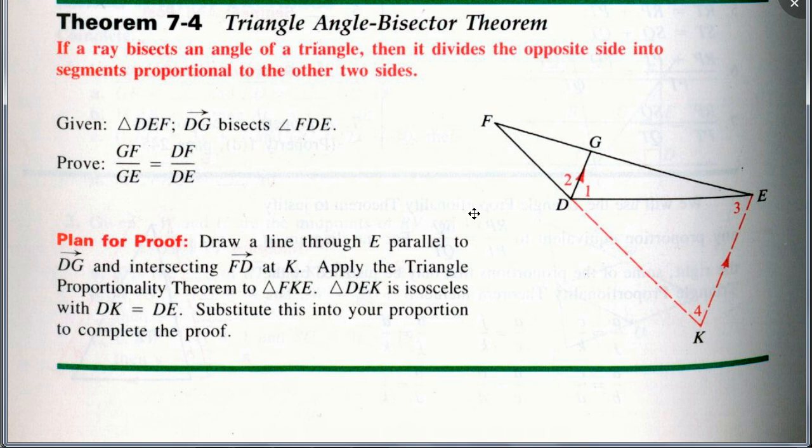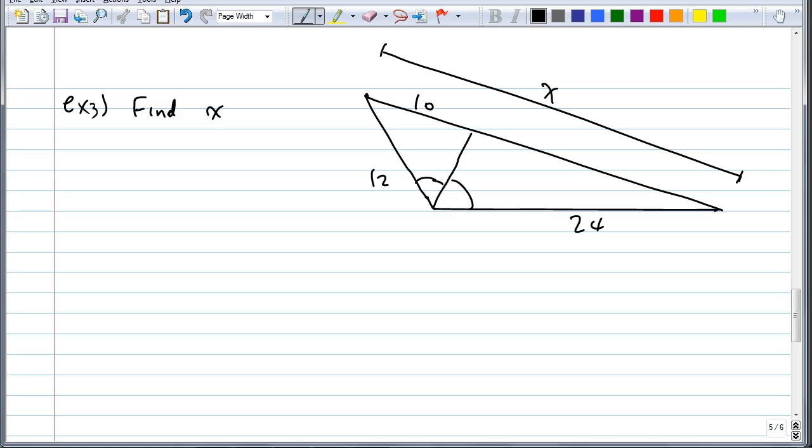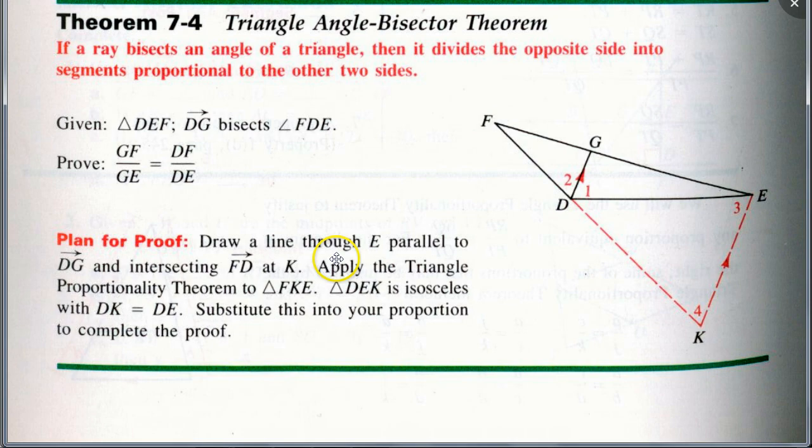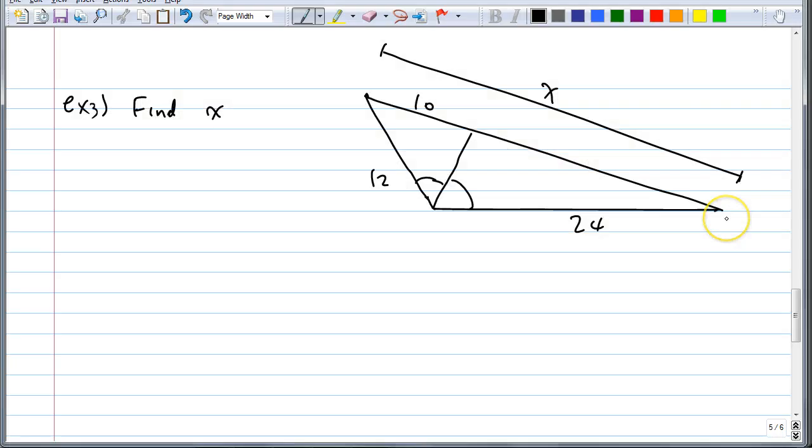Yeah, because it's got the angle bisector. So what do you know about this angle being bisected? What does the triangle angle bisector theorem say? FG over G is equal to what? FD over DE, correct? So what is this? 12 over 24 is equal to what? 10 over X minus 10. Yeah, X minus 10.